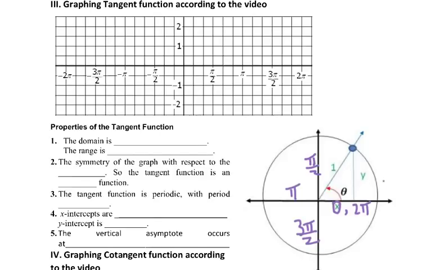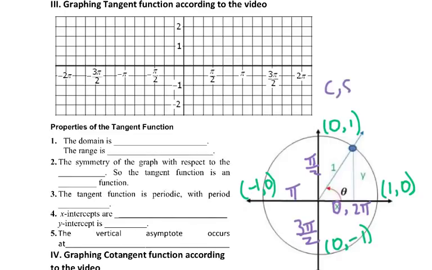Then label the coordinates. Here's (1, 0), and for here it will be (0, 1), then (-1, 0), and I have (0, -1). Remember that the coordinates are always (cosine, sine).